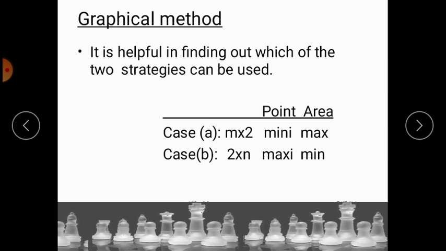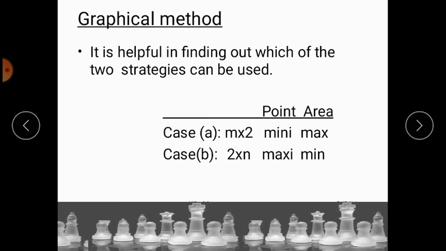So moving on, what does the graphical method do? It helps us in finding out which of the two strategies can be used. Suppose that a player in a game has two strategies, A and B. Which strategy has to be used by player A can be determined using the graphical method, the strategy which is best suitable for him. The graphical method tells us whether strategy A is better or B is better.